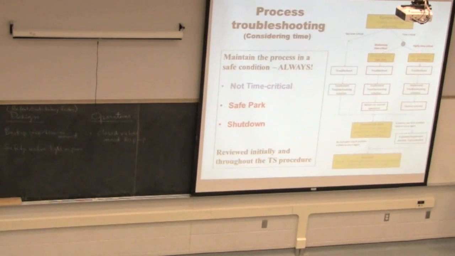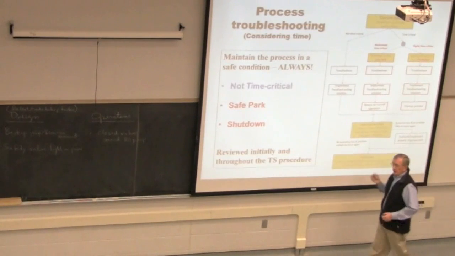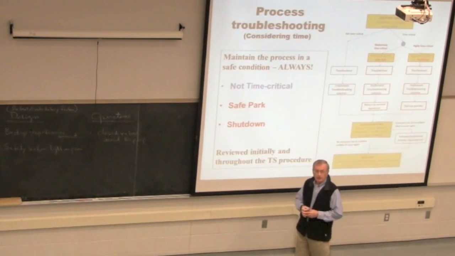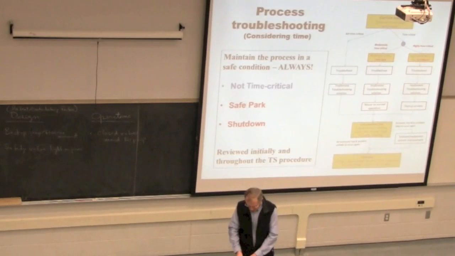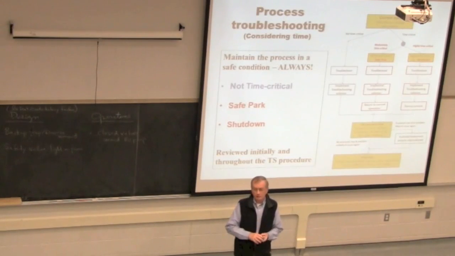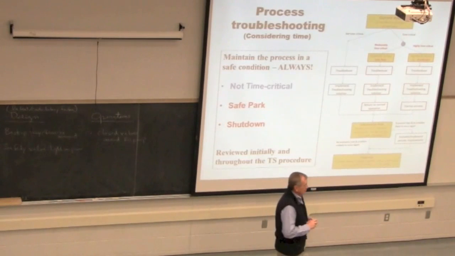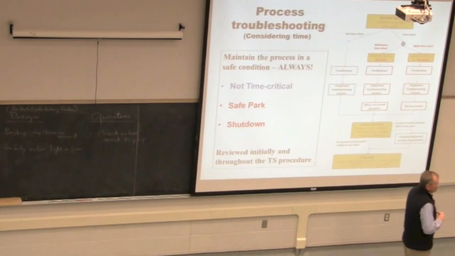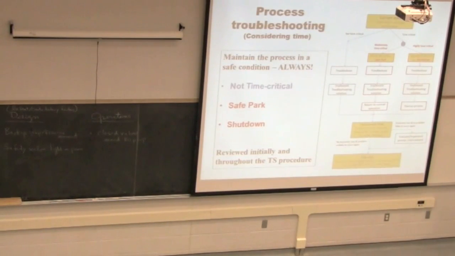And then there's highly time critical, where you have to shut the plant down. There are times when you're going to damage equipment, or you're in danger of hurting people, and you have to hit the big red button. So you lift the little plastic cap and you hit the red button. Now you don't do it, but the operator does it. And make sure you don't do it.